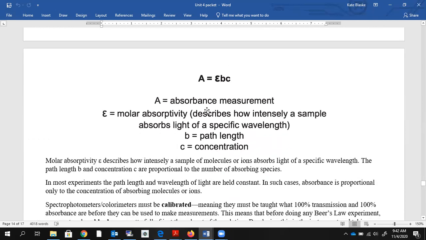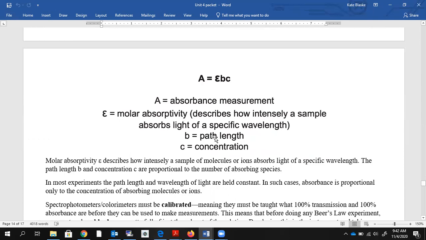And so this equation is actually the Beer-Lambert law. A here is the absorbance measurement. Absorbance has no unit. It's usually a decimal number that we could turn into a percentage. This weird little E symbol is an epsilon, the molar absorptivity, which is a constant value for a given substance. It helps describe how intensely the sample absorbs light of a specific wavelength. So this is not only sample specific, but also wavelength specific, but it is a constant for those.